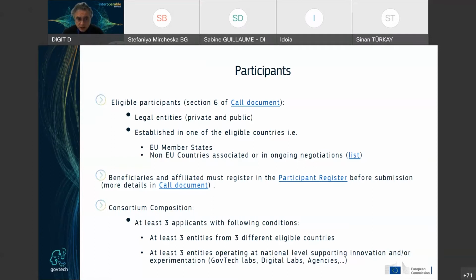All beneficiaries and affiliated entities must register in the participant register before submission. This is very important. If you have never participated, this is something you have to register. Also the details on the links and how to do that are in the call document.